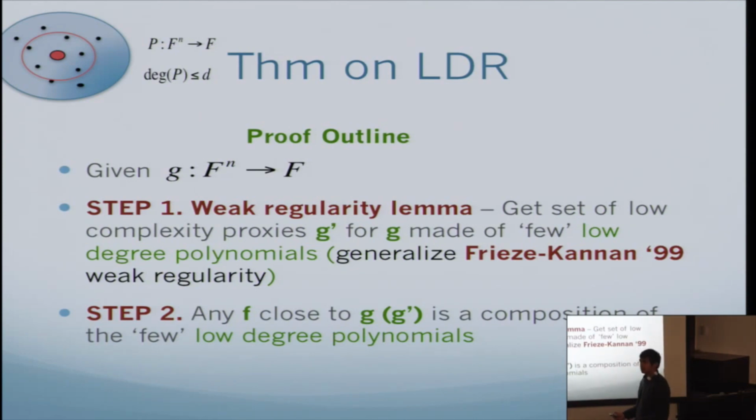So is G prime close to G or not? No, that you cannot ensure just by a counting argument. There are way too many. So G prime is not an approximation to G. G prime just looks like G to the class of low degree polynomials. Okay.